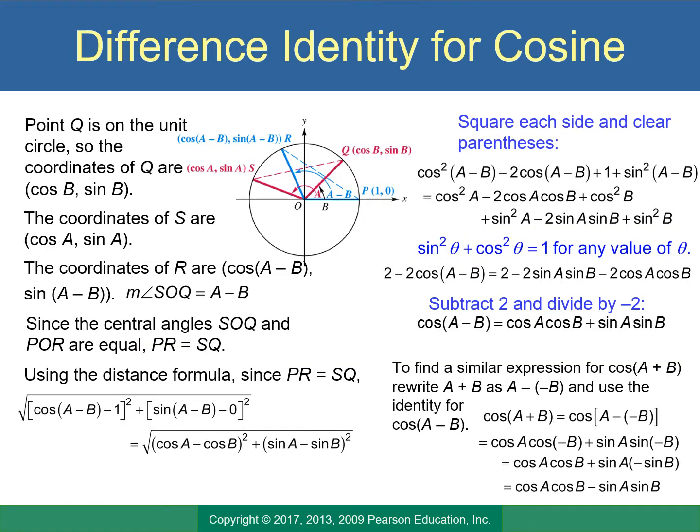Okay, so this slide might look overwhelming. Don't worry too much about it. This is just the proof for where the identities come from, how you can derive them. Feel free to pause this and take a look at this slide, but I'm not going to test you on how to derive the identities. I'm just going to show you and focus on how to use them. But this is where they come from. This is the proof of how you get the sum and difference identities for cosine.